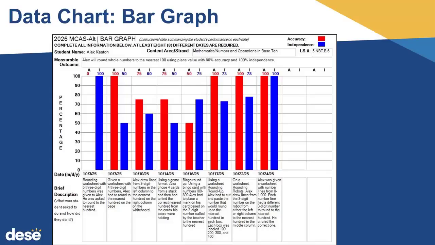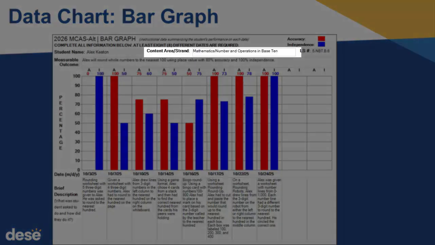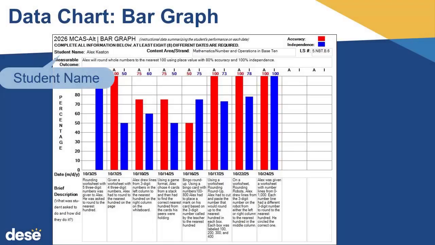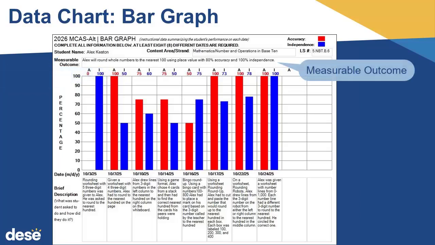So this one is Alex Keaton, and you can see that it is under math, number, and operations in base 10. So we have the student's name, the measurable outcome. Remember, we looked at this on the strand cover sheet that he was going to round whole numbers to the nearest 100 using place value. And then the criteria that the teacher set up was 80% accuracy and 100% independence. Remember, that stays the same, not going to change.